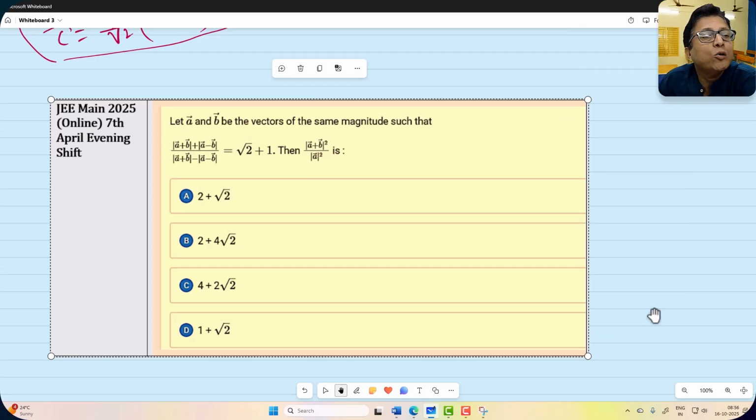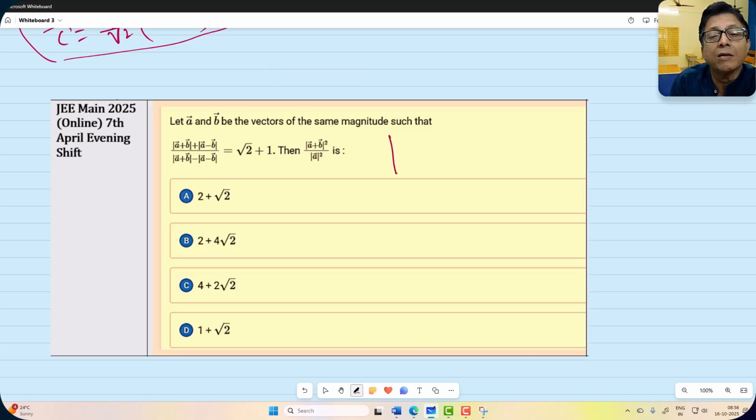A and B are two vectors of the same magnitude such that this thing equals root 2 plus 1. Then you have to find the value of this thing: mod A plus B, whole square, by mod A square. How to? So what you can do here is use the given condition first. It is given that mod A equals mod B. Okay? And then you try to get a relation between the two vectors. How to? Their moduli are given.